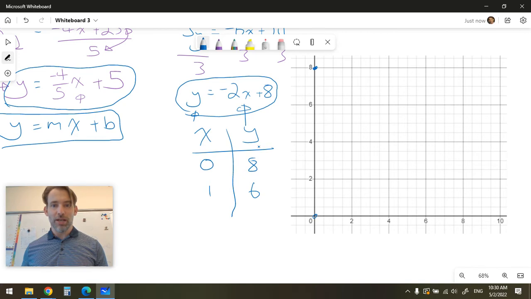Basically, I went over 1 and down 2. So that there is the point 1 in the x and 6 in the y. Okay, let's do another point for fun, 2. I'll have y is equal to negative 2 times 2 plus 8. Negative 2 times 2 is negative 4 plus 8. Negative 4 plus 8 is 4. So that will be this point here. That's 2 in the x and 4 in the y.